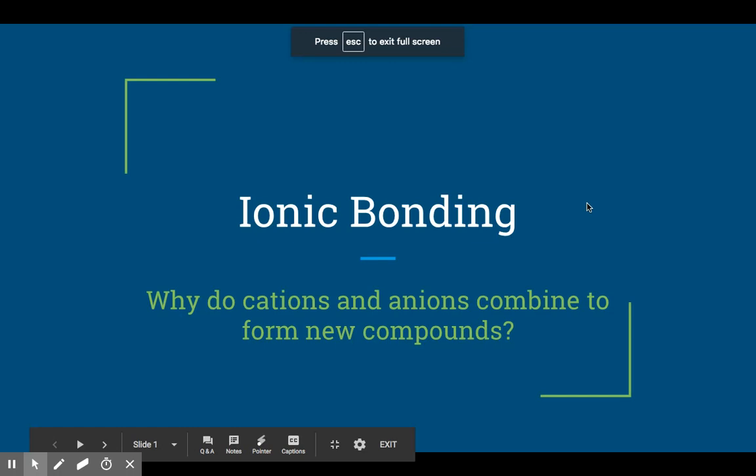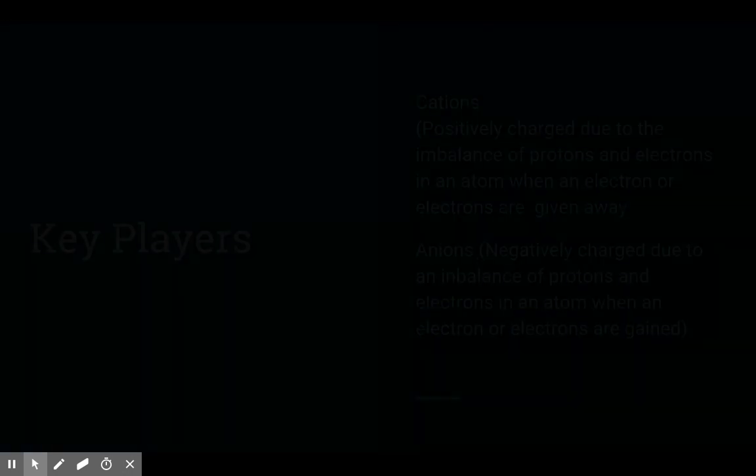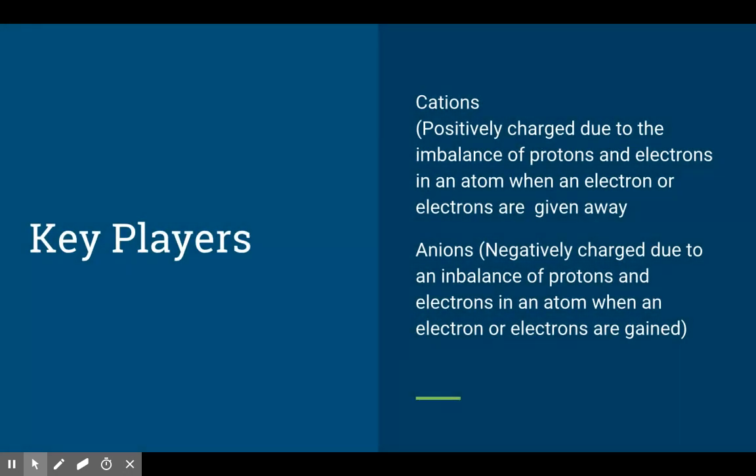Our topic today is ionic bonding. The question we're asking is, why do cations and anions combine to form new compounds? Our first idea is, what are the key players in our discussion?